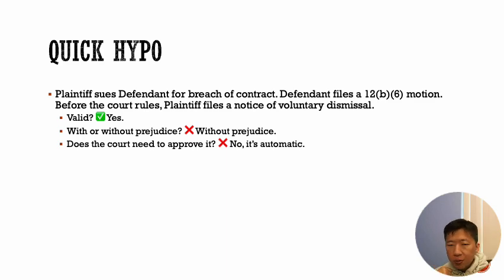So here will be the quick hypo. Plaintiff sues defendant for breach of contract. Defendant files a 12(b)(6) motion. Before the court rules, plaintiff files a notice of voluntary dismissal. Is the notice of voluntary dismissal valid? Yes, it is valid. Is it with or without prejudice? It will be without prejudice. And does the court need to approve it? No, it is automatic.